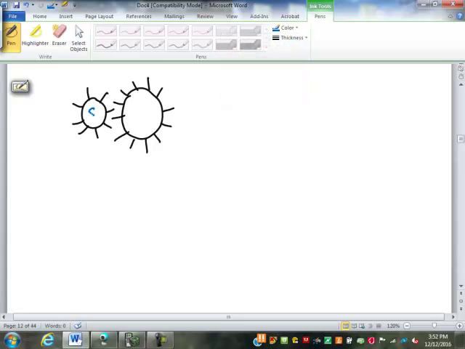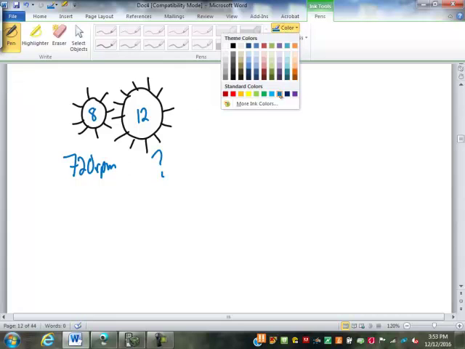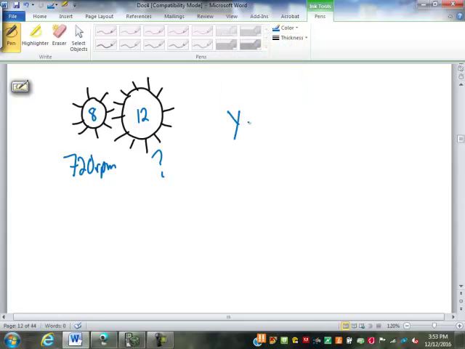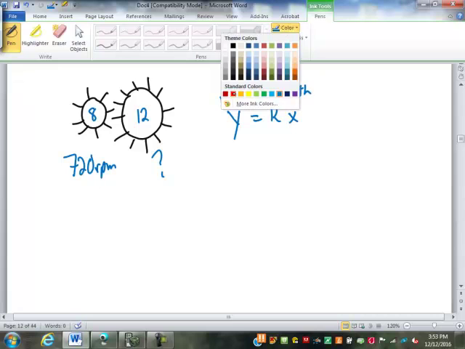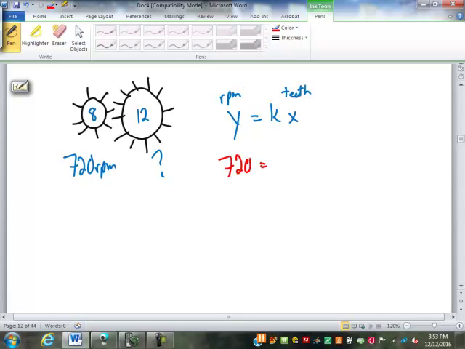So here we've got a gear with 8 teeth and one with 12 teeth. If this gear here is turning at 720 RPM, what's this one turning at? Well, we know it is an inverse relationship. Y, which is the RPM, varies inversely with x, where x is the number of teeth. So it should be k over x, where x is the number of teeth.